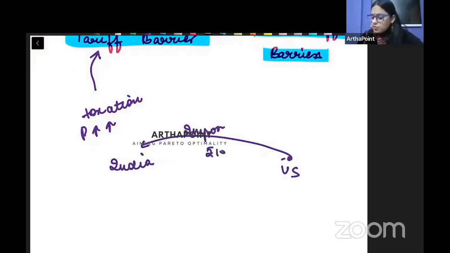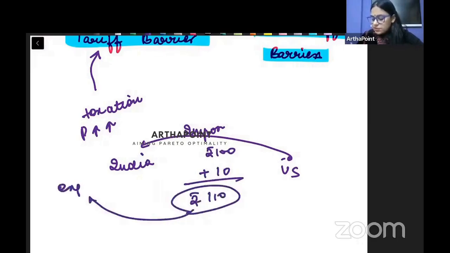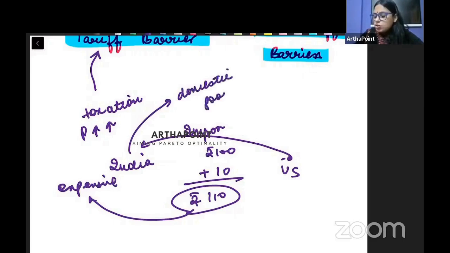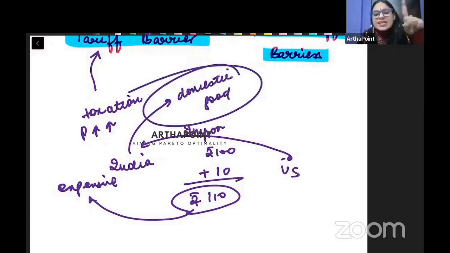This good is worth 100 rupees. Now the government puts a tax of 10 rupees on this good so that it becomes expensive, and people buy only domestic goods, the goods produced inside India. That is a tariff barrier. So a tariff barrier is when you are putting tax, when you increase the price of a good. We call that a tariff barrier.